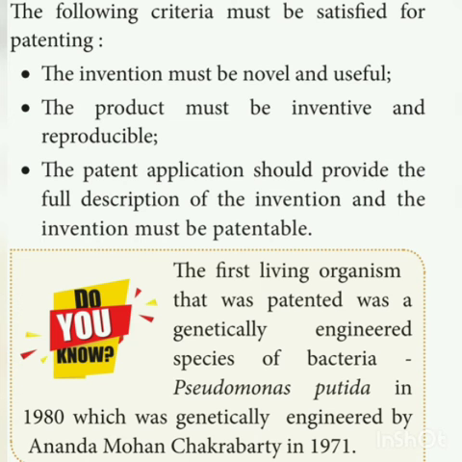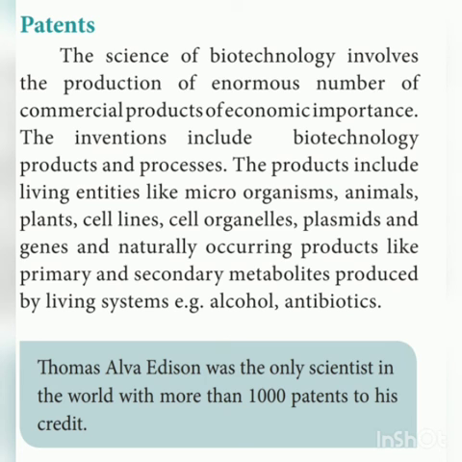The following criteria must be satisfied for patenting. The invention must be novel and useful, and the product must be inventive and reproducible, and the patent application should provide the full description of the invention, and the invention must be patentable. The first living organism that was patented was a genetically engineered species of bacteria, Pseudomonas putida, in the year 1980, which was genetically engineered by Anand Mohan Chakravarty. Thomas Alva Edison was the only scientist in the world with more than 1,000 patents to his credit.